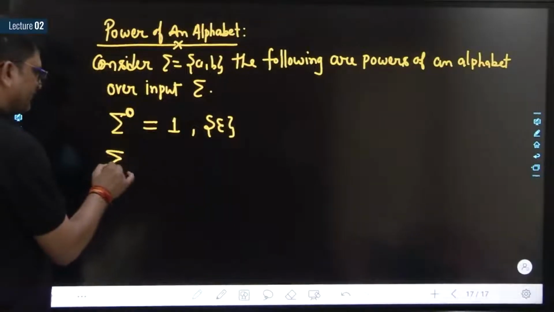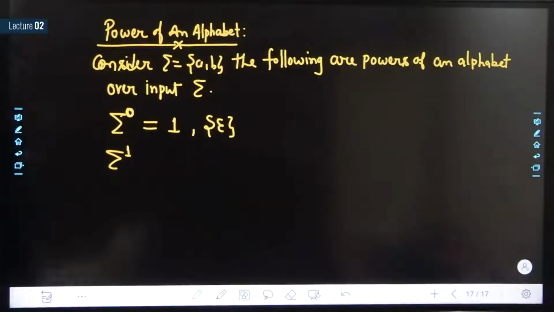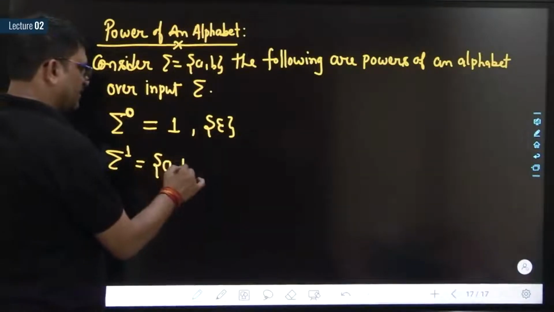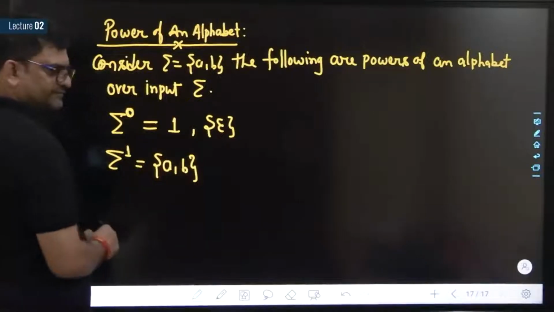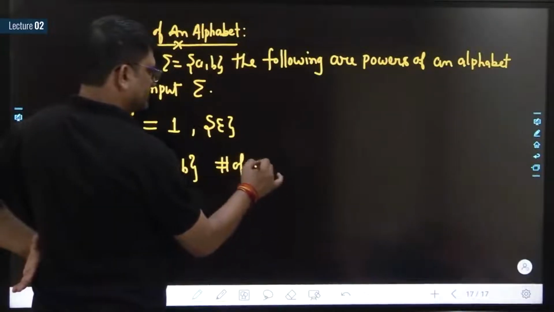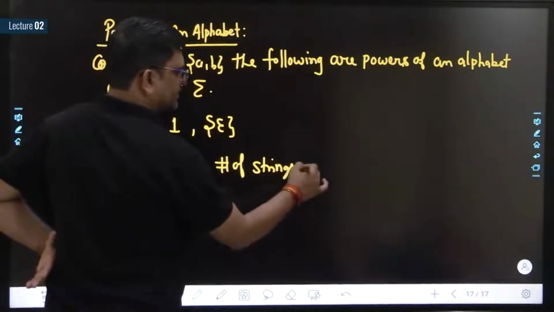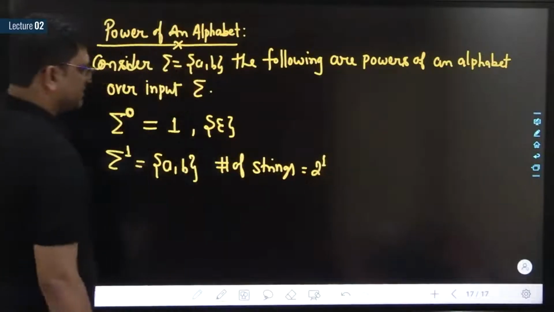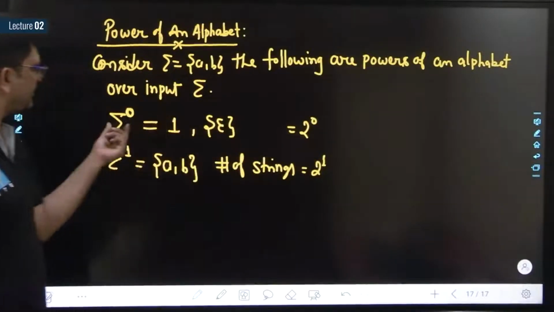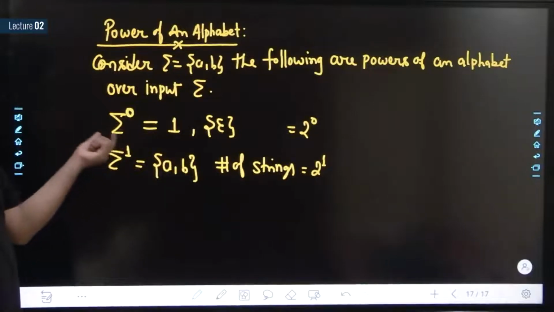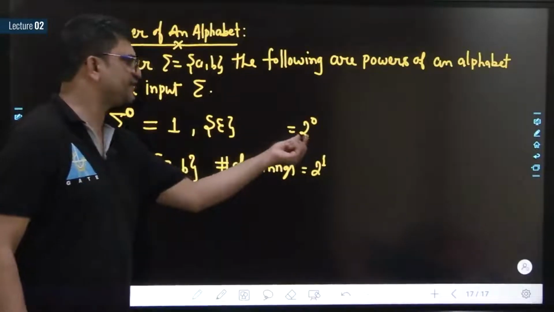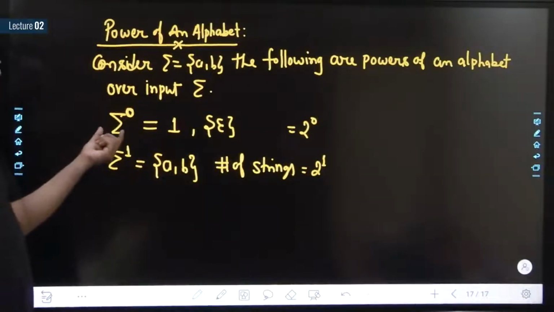What do you mean by the power of 1? It means the number of strings for length 1: a comma b. The number of strings is equal to 2 to the power 1. This is 2 to the power 0. Yes or no? Where 2 is the number of symbols in the input alphabet.